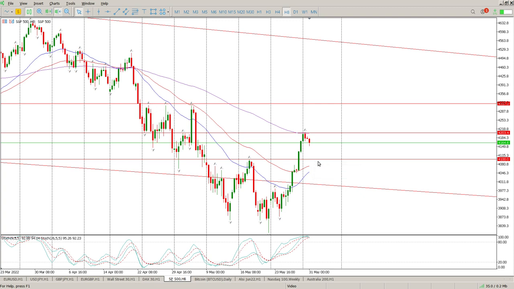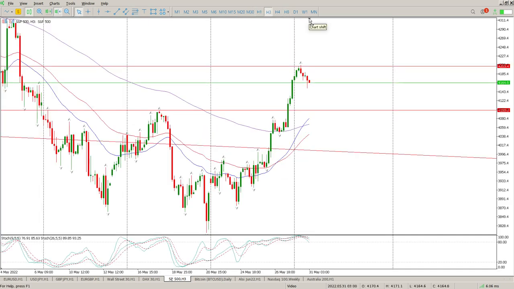If we can hold that 4,100 area, then I'd be a buyer on the 8 hour. However, on the lower time frames, things are looking a little bit different. So on the 3 hour, we have a confirmed crossover. We are busy crossing over the 155 EMA. Don't like the oscillators as they are. That's just indicating to wait. Don't try jump in long just yet.